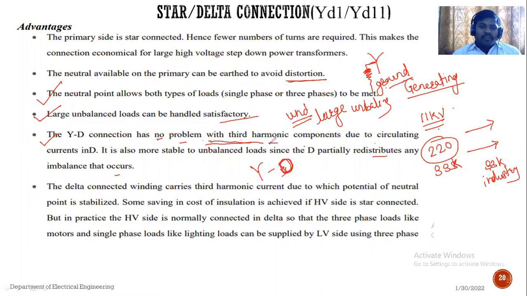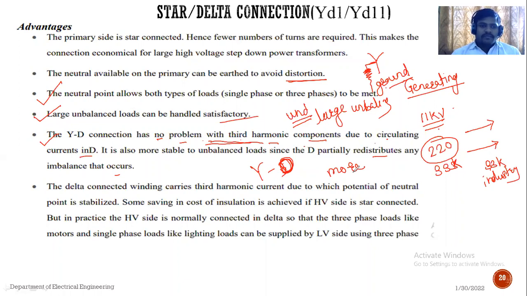So the third harmonic component will not give any problem. That is, there is no problem with the third harmonic component due to circulating current in the delta connected winding, so there is no effect of that third harmonic component. It is also more stable for unbalanced load condition.